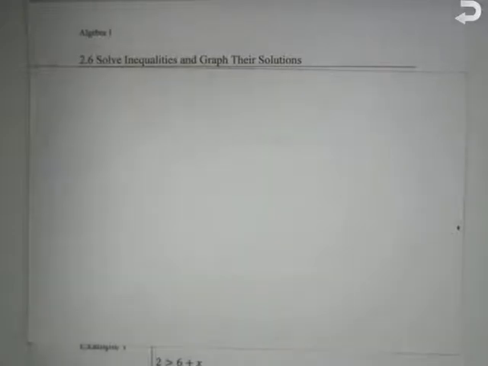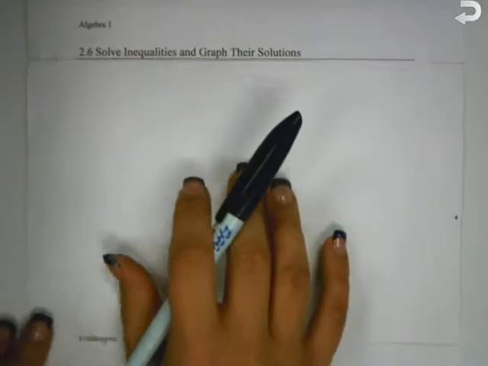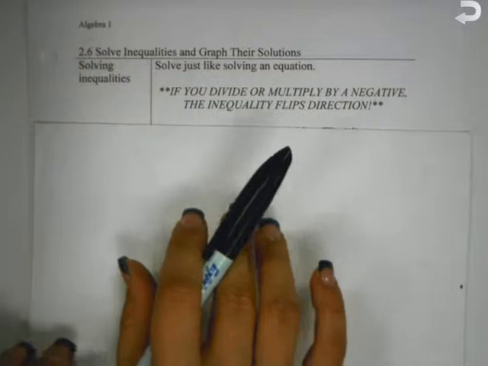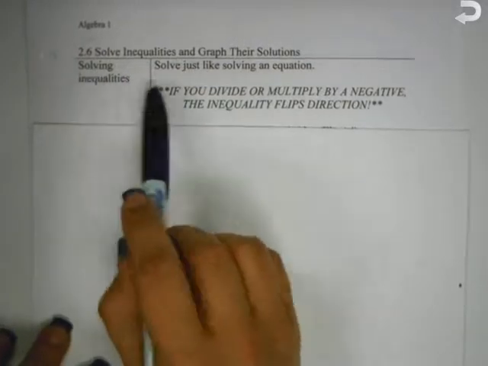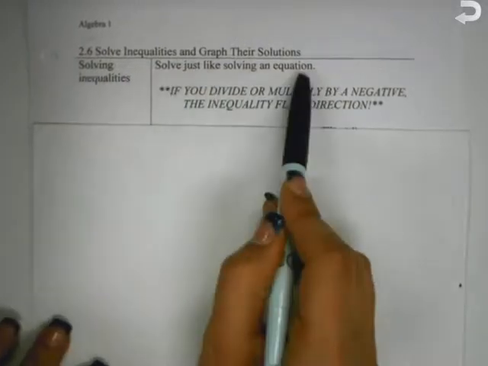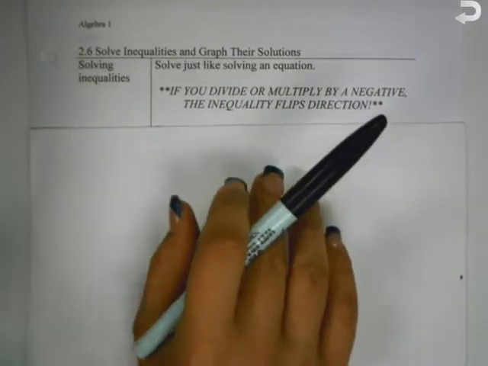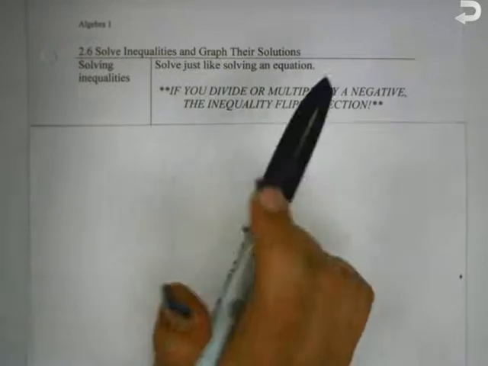So 2.6, we're going to solve inequalities and graph their solutions. First we have to remember how to solve inequalities. Solving an inequality is just like solving an equation. We do everything exactly the same. The only thing that changes is when we're multiplying and dividing by a negative.